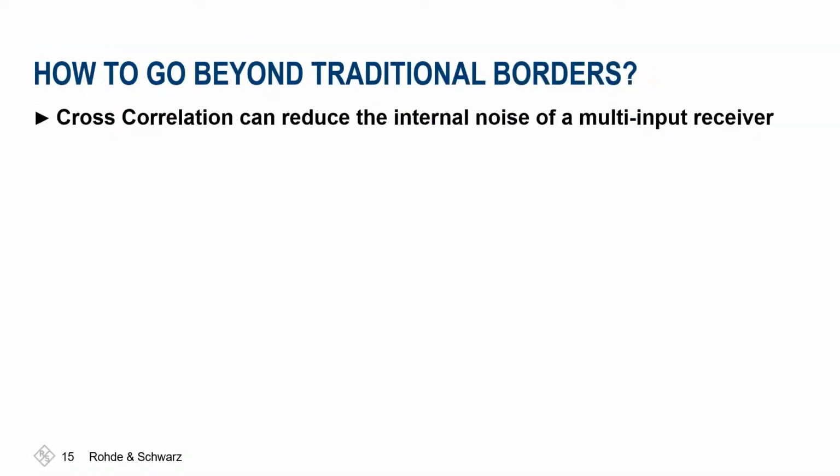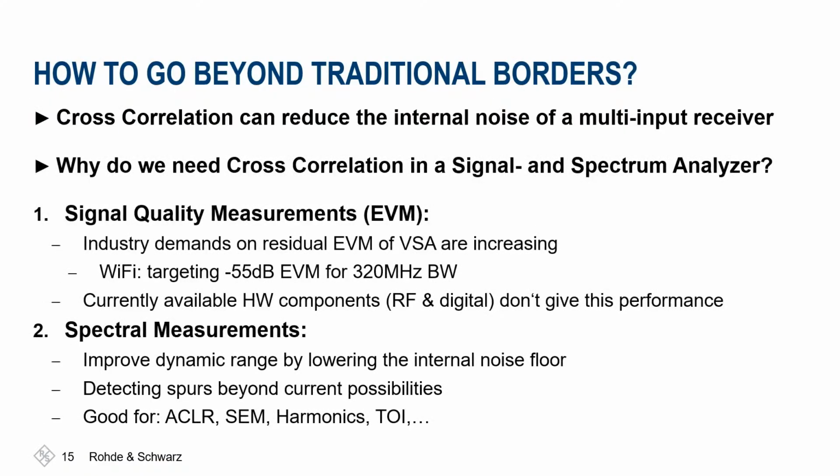How to go beyond traditional borders? Wideband analyzers normally show a worse noise performance. But you have a 2-path structure, so you can make use of cross-correlation. With the cross-correlation, you can measure EVM numbers, not limited by the signal-to-noise ratio of the analyzer. You can measure spectrum, not limited by the noise floor of the spectrum analyzer.